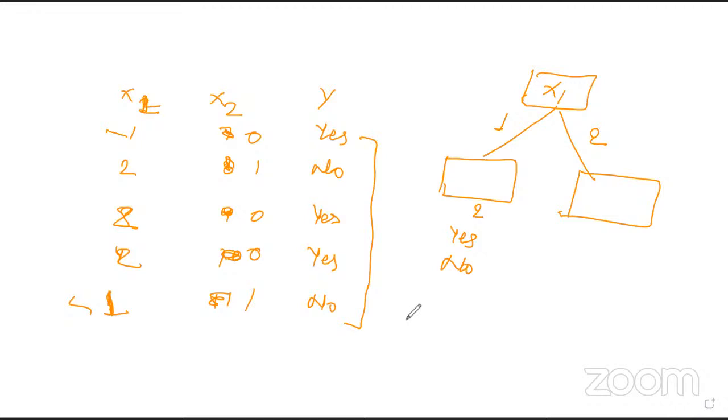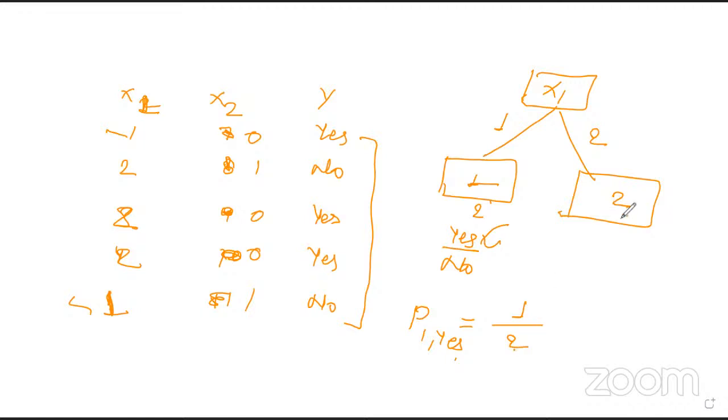Okay, so if I calculate the probability of yes in node i, that will be denoted by P. Let's call this the first node, and this the second node. So P1 of yes will be what? How many data points belong to class yes? Only one. And how many total data points are in this node? 2 data points. So the probability of class yes in this node is 1/2.